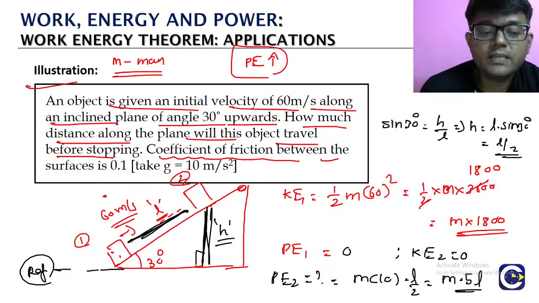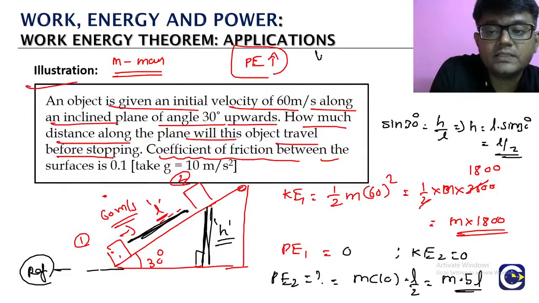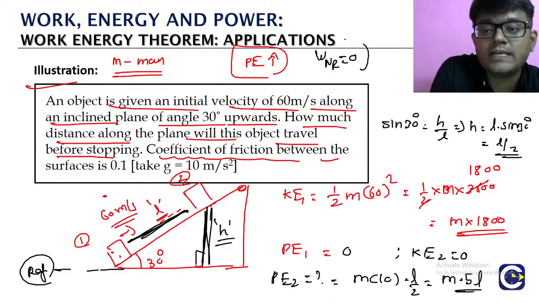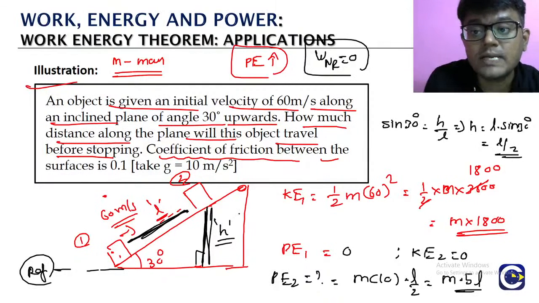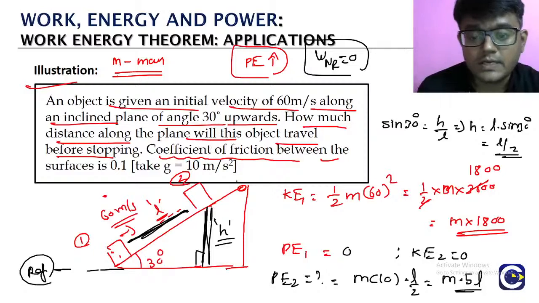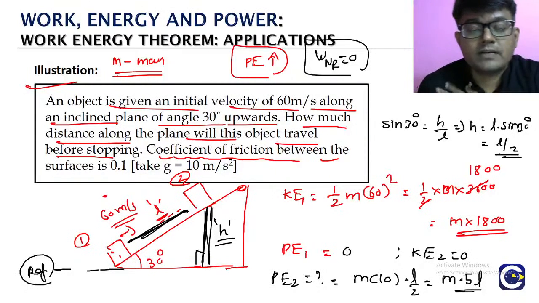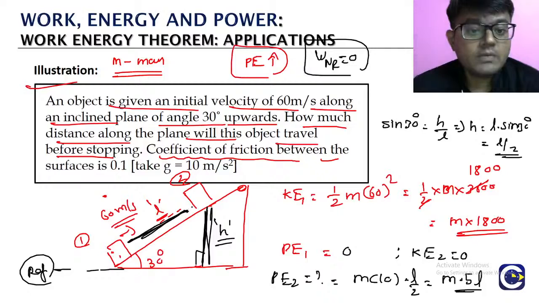If you look at the block moving along the inclined plane, there will be a normal reaction. But remember, since it is moving along the inclined plane, what will be the work done by the normal reaction? 0. Because for any object moving along the inclined plane, the work done by the normal reaction will be what?